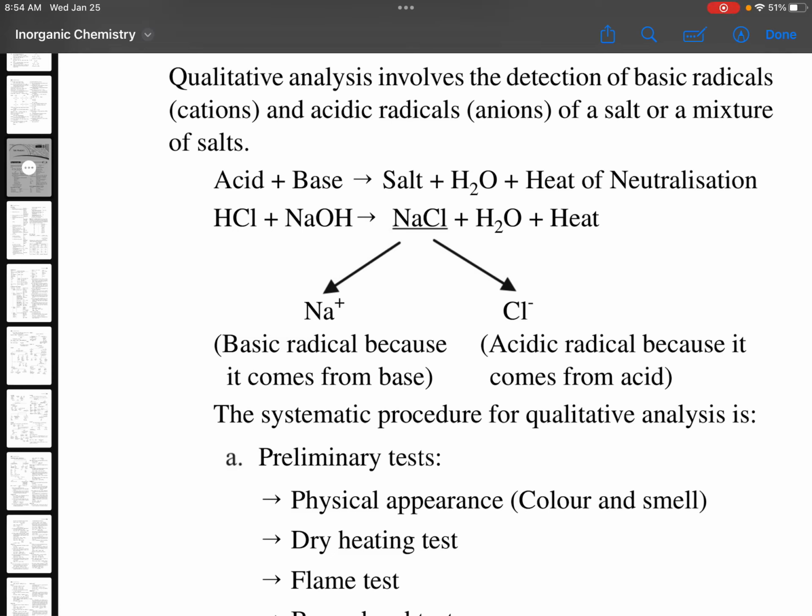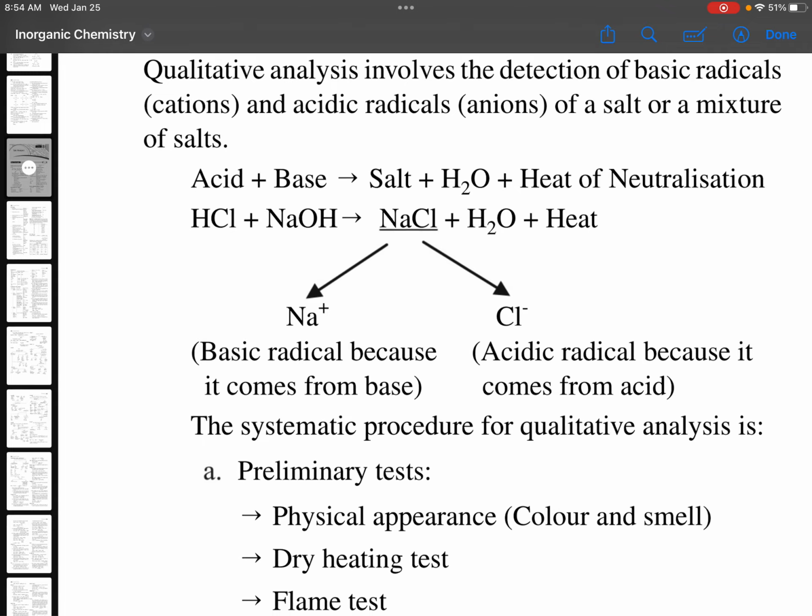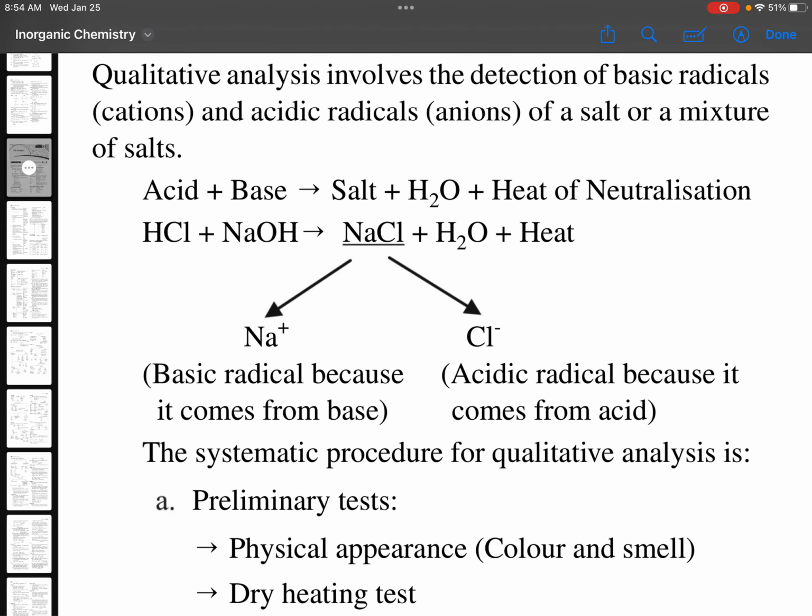Qualitative analysis. This is very important for class 12 students. For your laboratory as well as your JEE Main examination, questions will come from this part. In advance also you will get questions from this. Qualitative analysis involves the detection of basic radicals. Basic radicals means cations, and acidic radicals means anions of a salt or a mixture of salts.